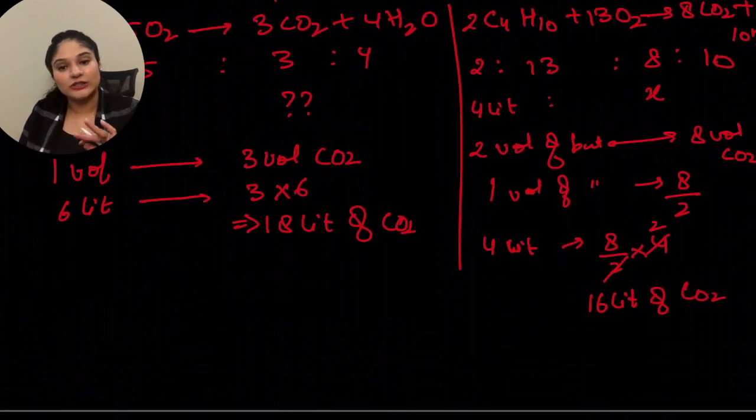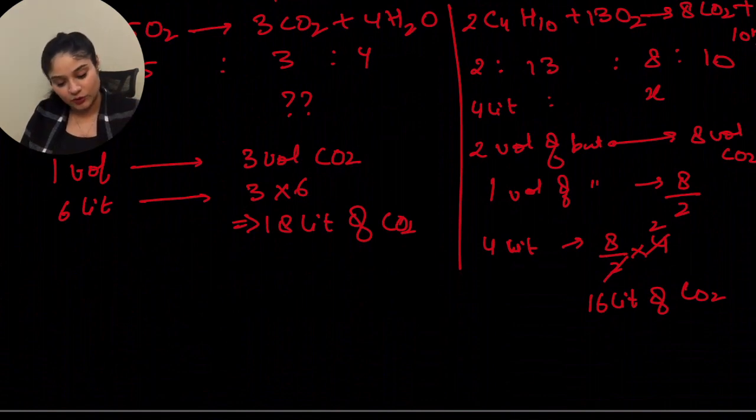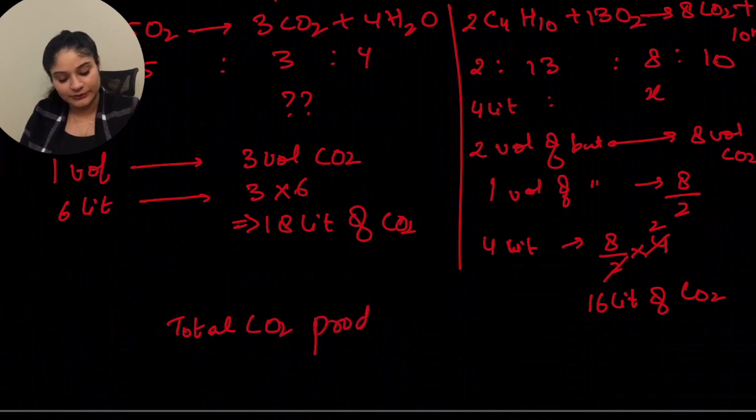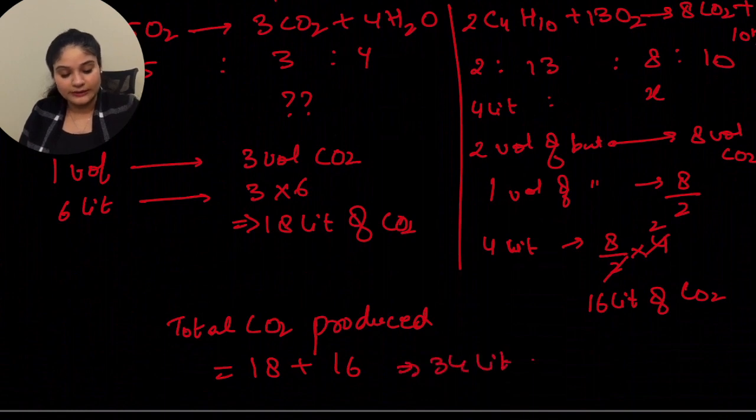At the end, you just have to combine both of them. So you just add up 18 and 16. So you'll say total carbon dioxide produced equals 18 plus 16, 34 liters of carbon dioxide is produced.